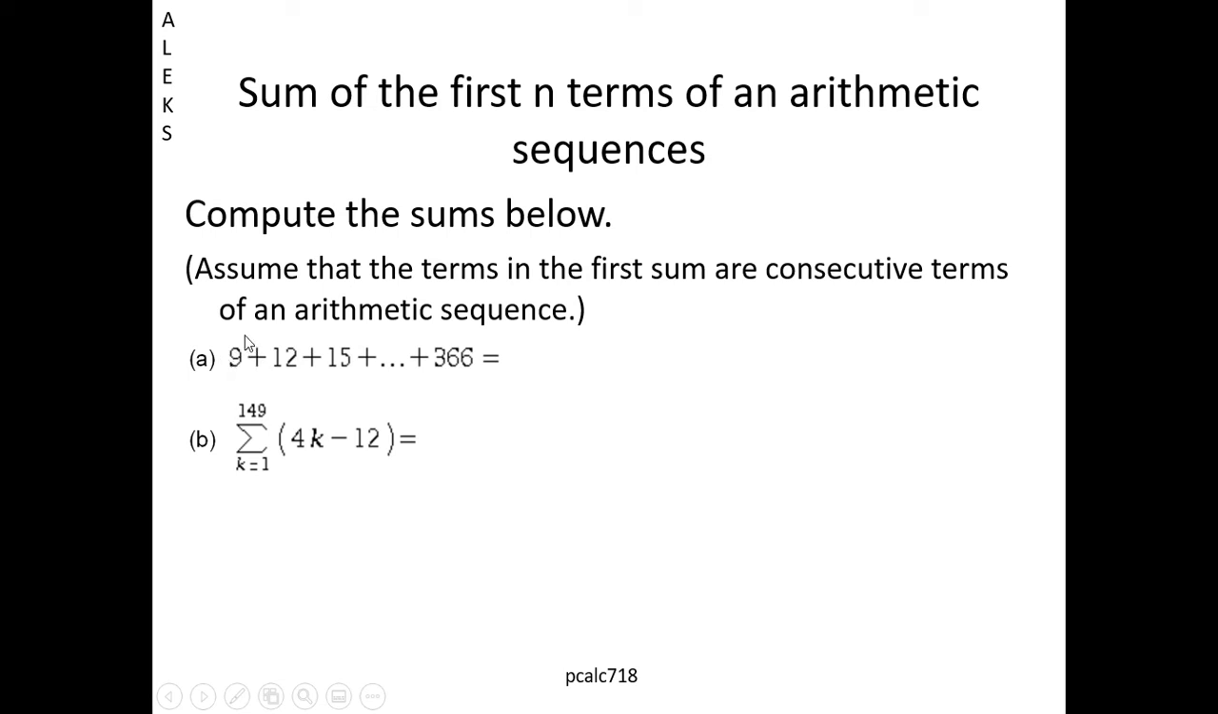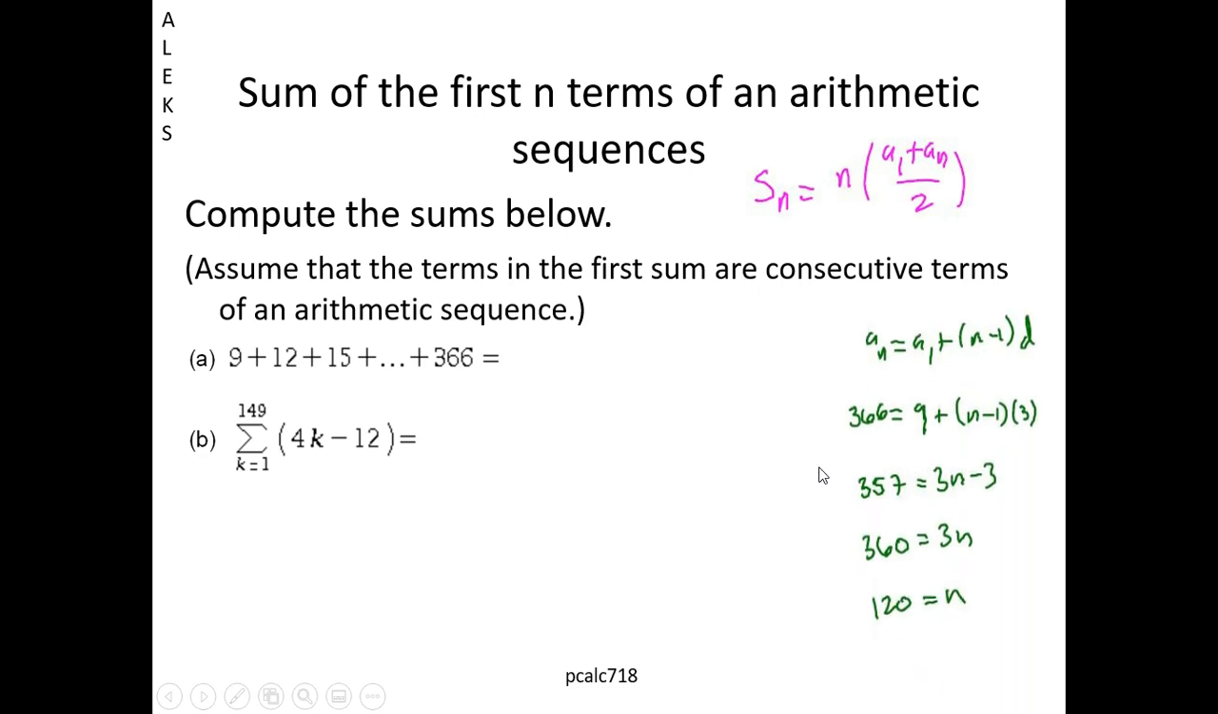So for A, I've got 9 plus 12 plus 15 plus something, something, something, all the way up to plus 366. I want to find what that is equal to. Well, I'm going to have to do a little bit of work. I know what my a sub 1 is, and I know what my difference is. My difference is 3. And I can use this formula once I figure out what n is equal to.